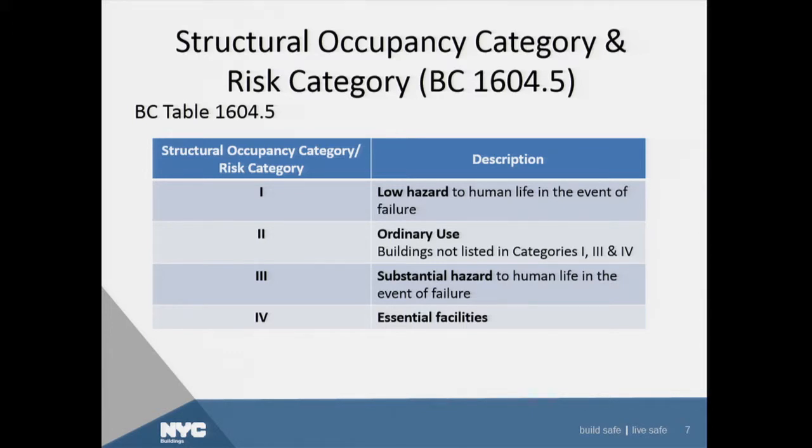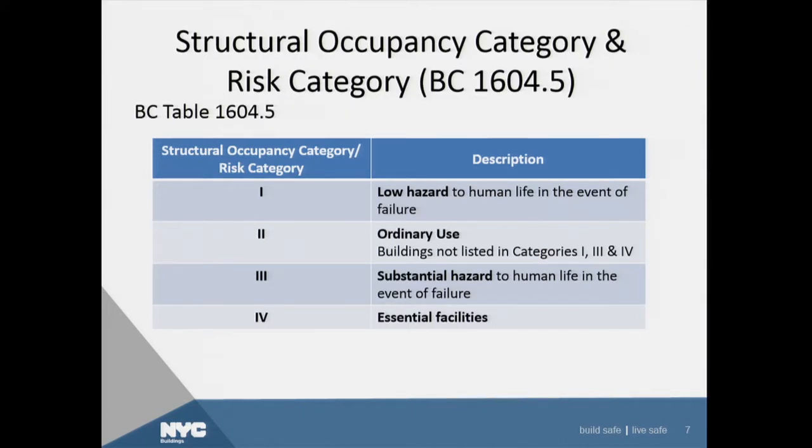Most buildings fall into Category 2, which has the great definition of buildings not listed in Categories 1, 3, and 4. Category 1 is low hazard to human life in the event of failure. This is barns, etc., things of that nature. Category 3 are buildings with a substantial hazard to human life in the event of failure. This is buildings with a significant type of occupancy where there is a substantial hazard to many lives, or in particular, based on the use of the building.